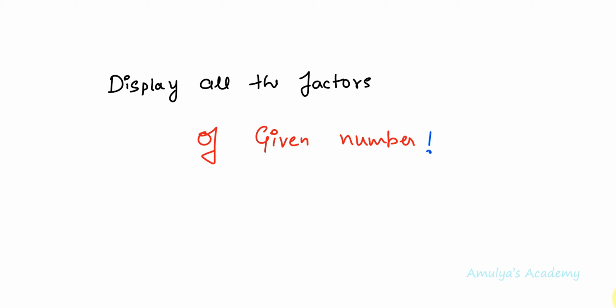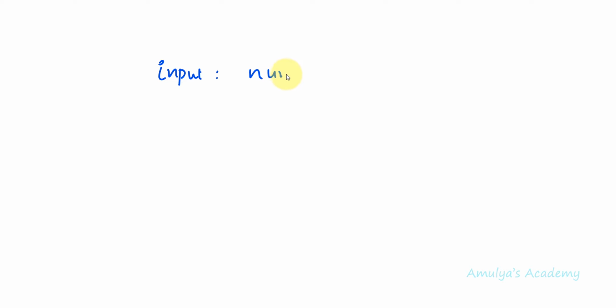Today in this tutorial we'll write a Python program to display all the factors of the given number. So the input of this program is a number. We'll take an integer number here in our program, and in the output we need to get the factors of the given number. For example, if I take the input as x, I need to get the factors of x in the output. Alright, before writing the program, let's see what is the definition of factors.